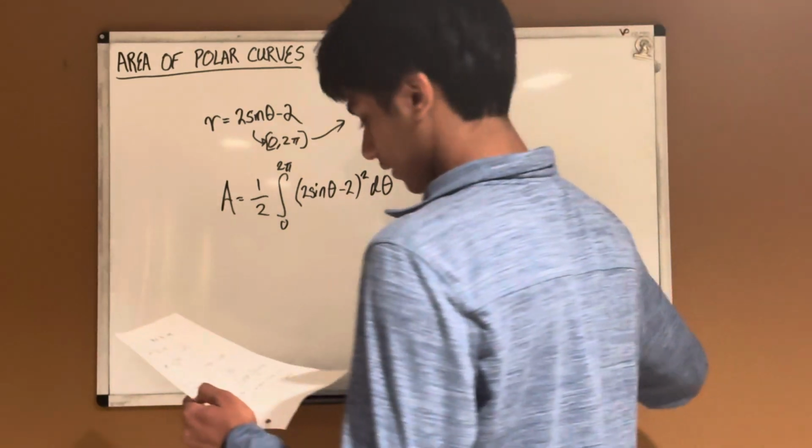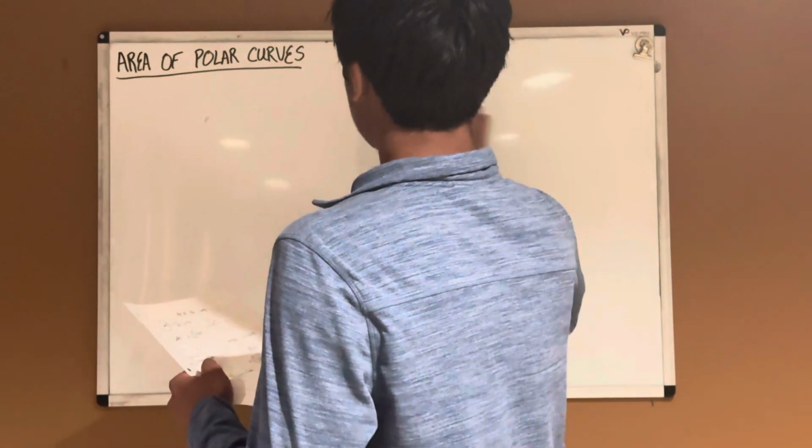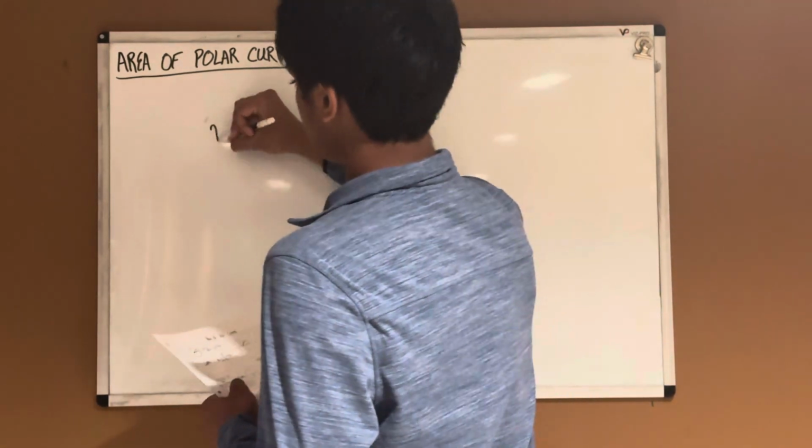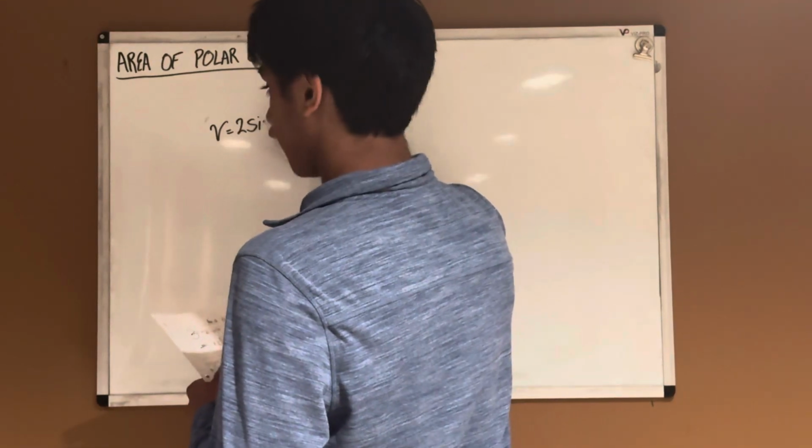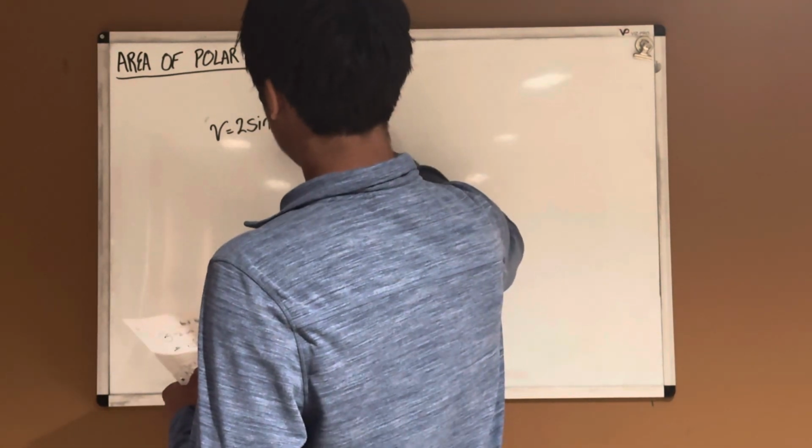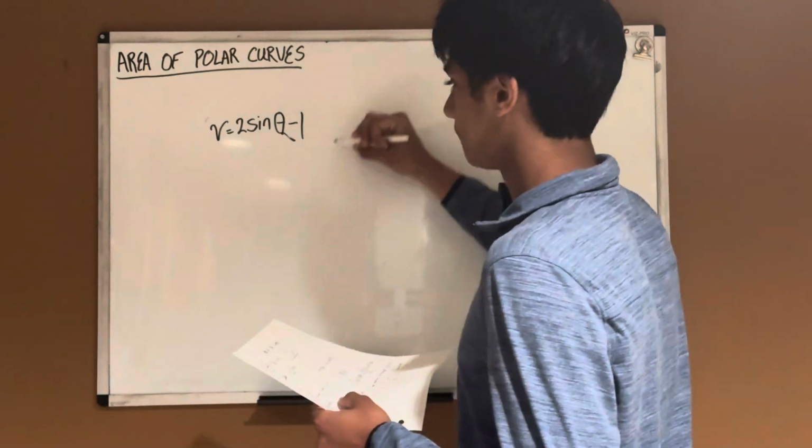Next, let's do another example. Let's change it up a little bit. Let's say it was r equals 2 sine theta minus only 1, and we wanted to find the area of the inner loop.